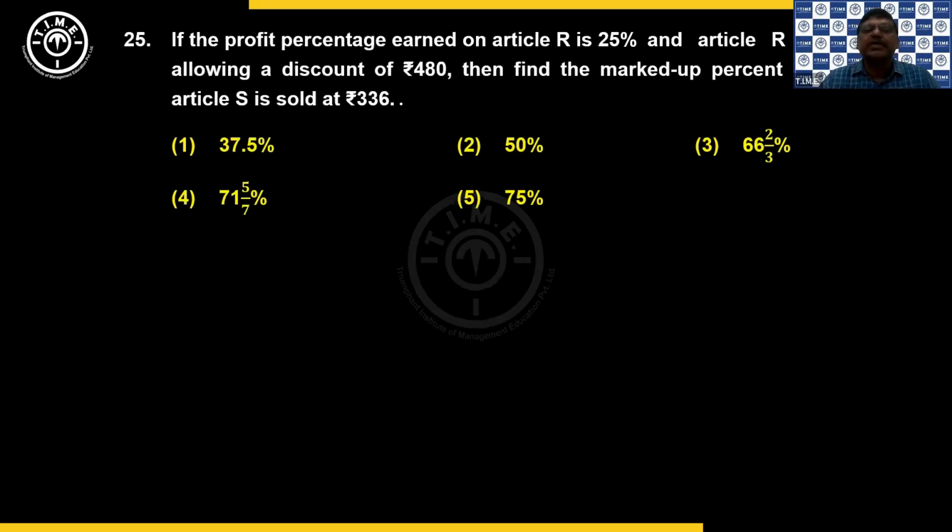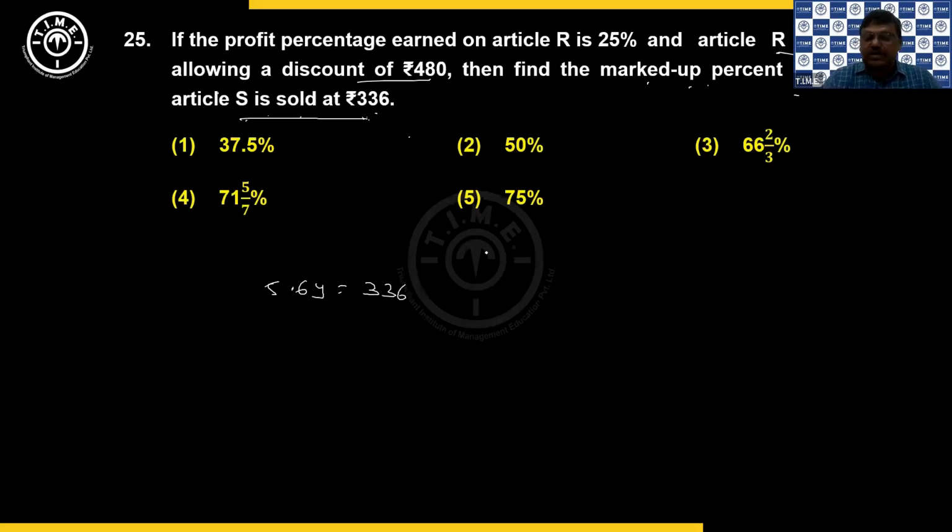Students, if the profit percent earned on article R is 25% and an article is sold after allowing a discount of 480, then find the marked up percent on article R if article S is sold at 336. Article S is sold at 336, please. But students, article S selling price is 5.6y. That is equal to 336, right?